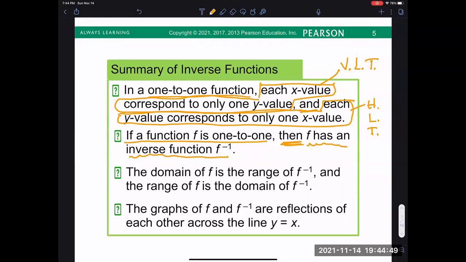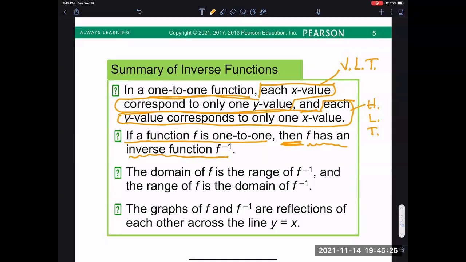Now, again, when you have a one-to-one function and an inverse function exists, it reminds us the domain of the original function is the range of the inverse and vice versa. And so when you switch the x and the y's of all the points, then all the points that were on the left move to the right, and all the points that were on the right switch over to the left. And that's why the domain and the range switch for the two.